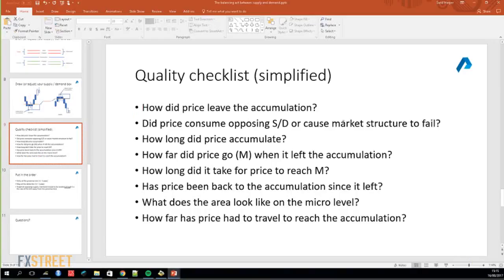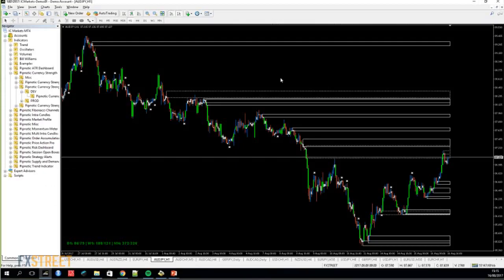Did price consume opposing supply or demand or cause market structure to fail? Well, I refer a lot to market structure, and market structure is simply channels or trend lines that have been broken. Because when you look at a price chart, you want to be able to make sense of it. And typically, analysts will make sense of a price chart by drawing trend lines. And for price to move through a macro trend line or important trend line, there's going to have to be an awful lot of buying or selling in order for that to happen.